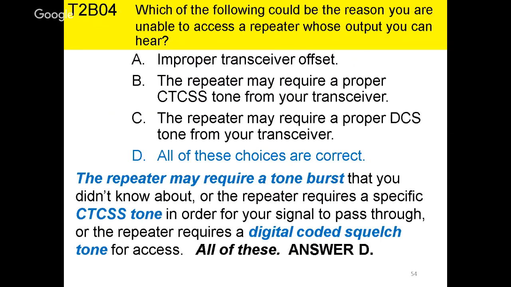A tone burst is something that is more prevalent in the European nations. They don't necessarily use CTCSS. They use something completely different. It's just a tone that momentarily bursts out as you key the microphone, and it activates the receiver in the repeater, and they talk there. So that's a little different.